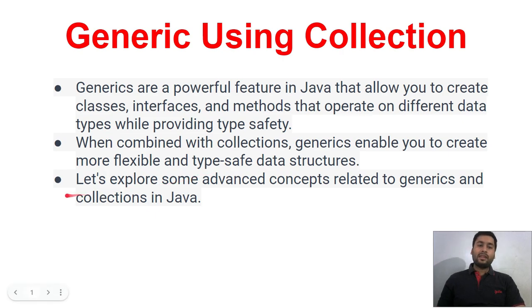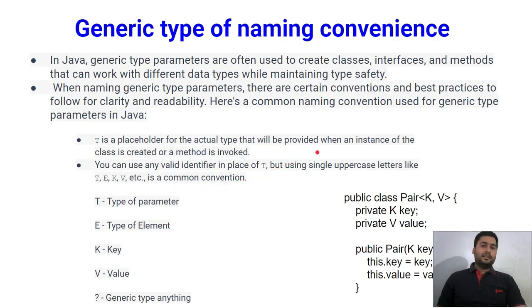Let us explore some advanced concepts related to generics and collections in Java. What is the naming convention? Whenever you see generics, in some places you see T, in some places E, K, V, and so on. This is the advanced concept, and we are going to learn why we give T, E, K, V and the question mark. What is the reason for it? What is the angular bracket? Why do we use all those things? We are going to discuss this in this video.